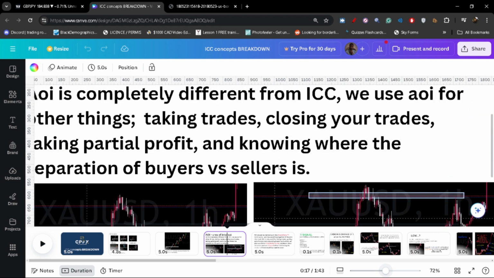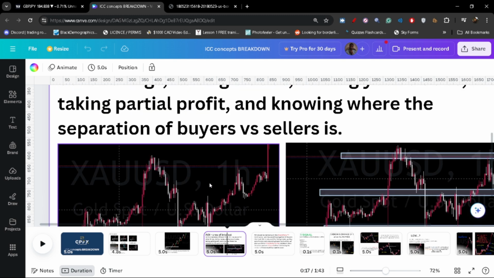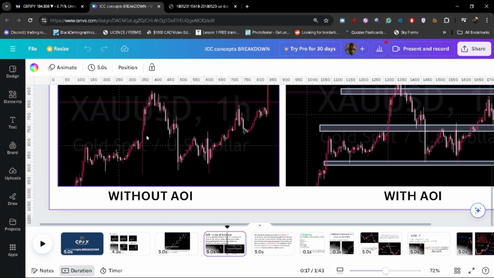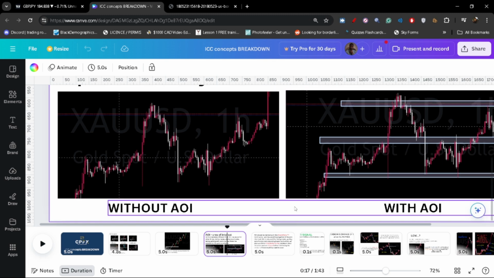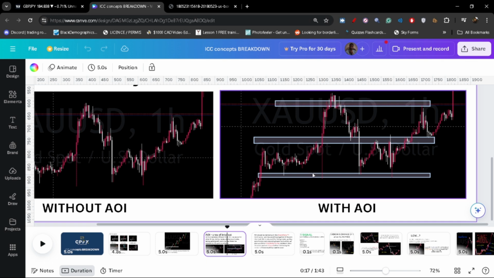So in this specific example over here on my chart, I do see that we have gold. In this chart here on the left hand side, gold is without an area of interest. Then on the right hand side, as you can see, it is with an area of interest. So essentially guys, you can clearly see that above this white line, price bought. Below this white line, price is going to sell. Above this line, price bought. Below this white line, price sold. As you can see, above this white line, price bought. So if you can take your trades off of the area of interest, you have instantly increased your profitability.